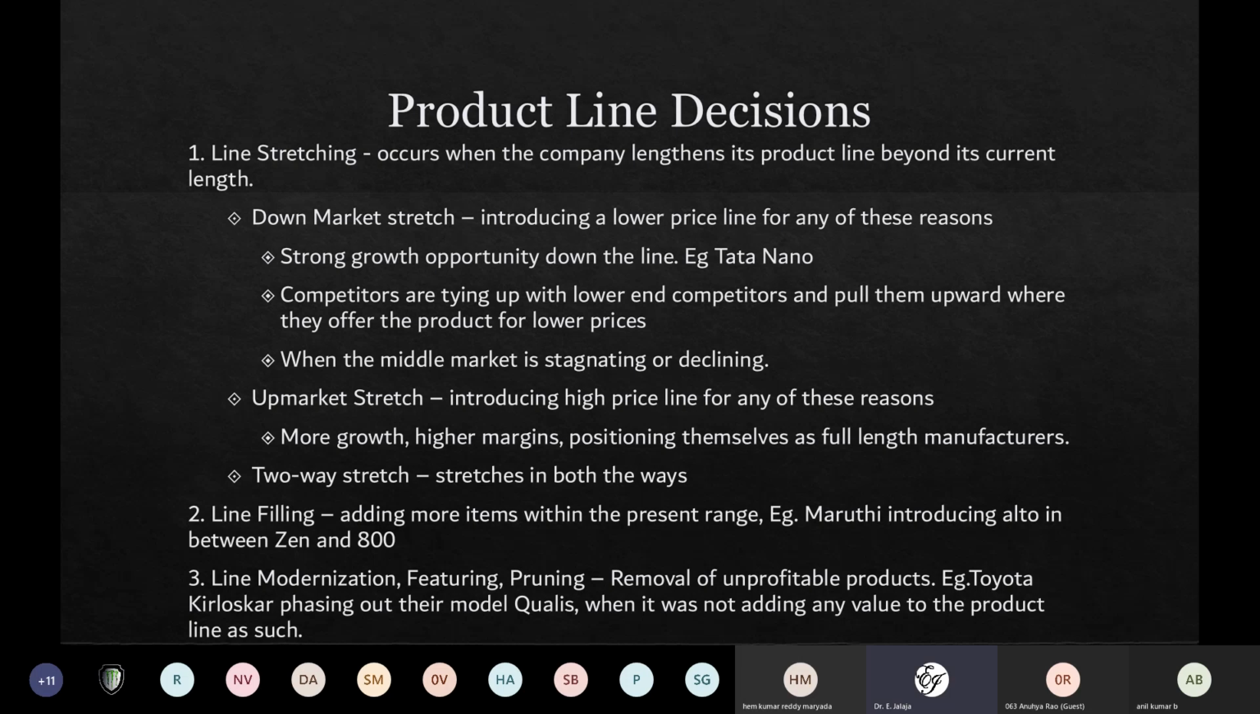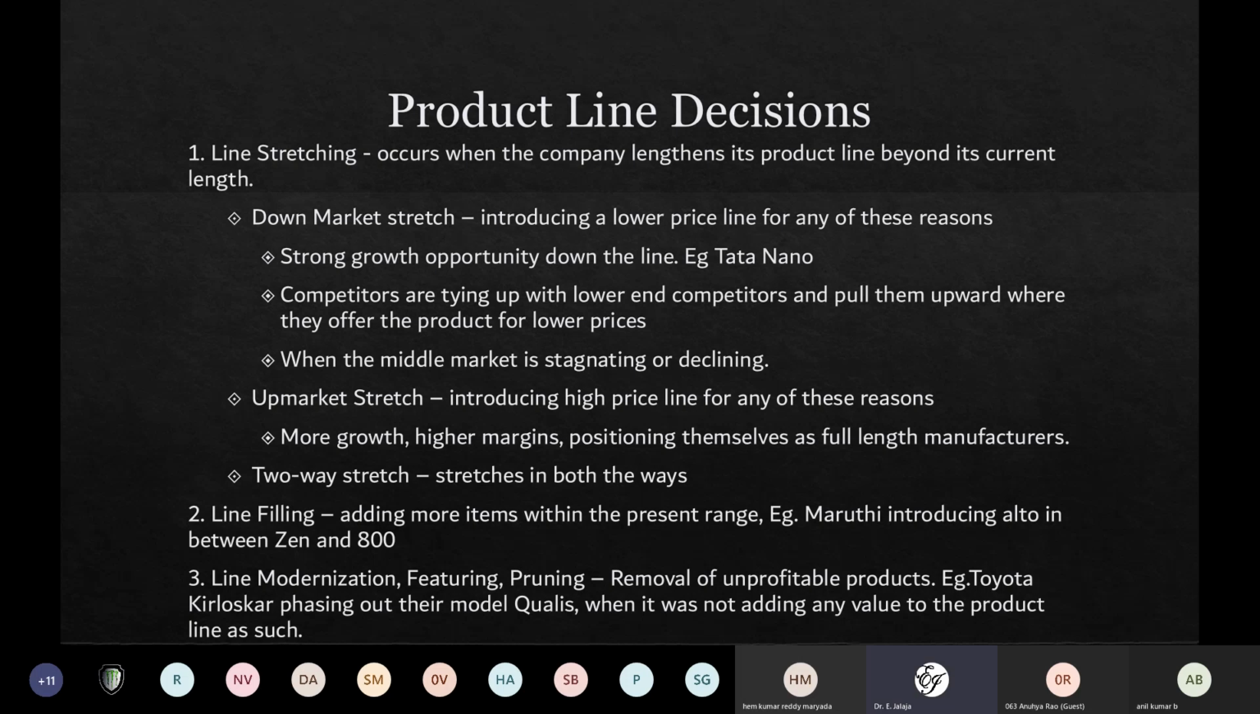You have three reasons for this one. You find a strong growth opportunity down the line. Strong growth opportunity. Of course, the risk is also there. When you go down, automatically the perception the customers already have may go down.